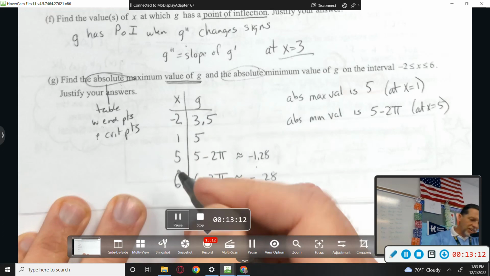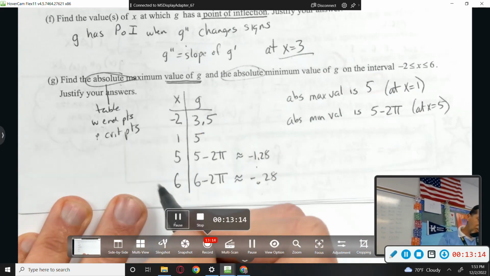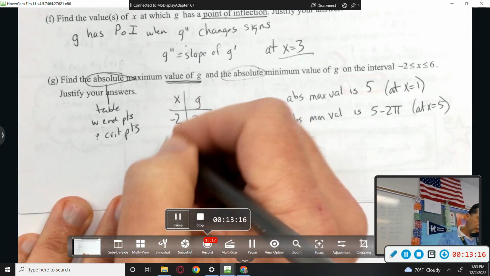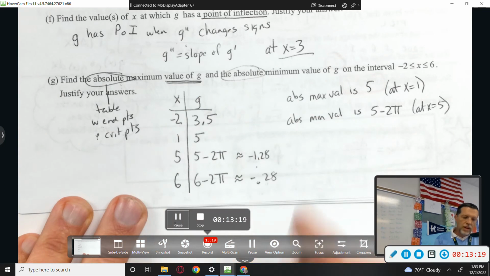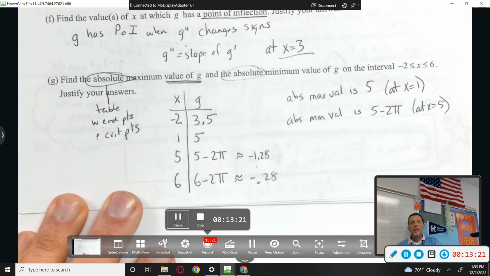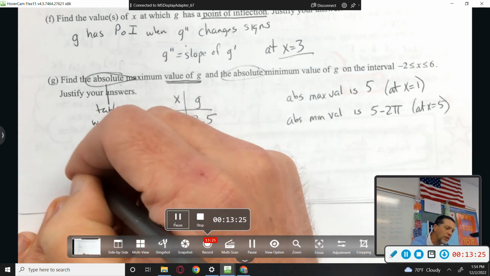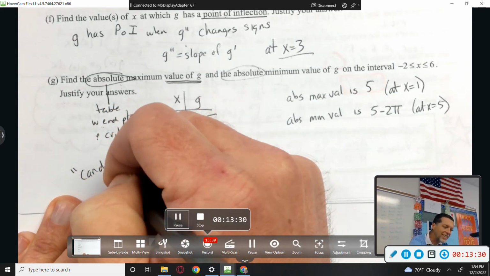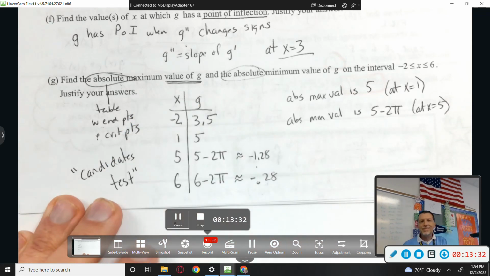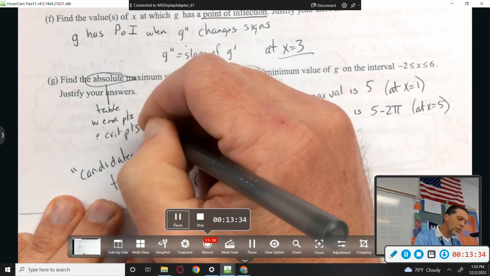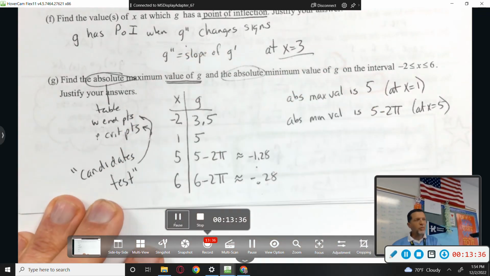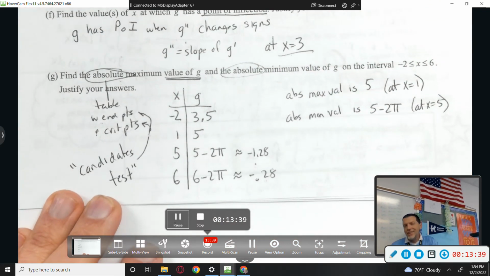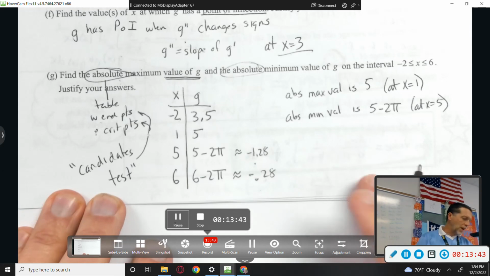Justify your answer. You can draw an arrow to the table. You don't have to draw, they know what you're looking at. The table is from the absolute. The fancy word, you don't even have to put: what you did is a candidates test. But the candidates were the endpoints and the critical points, so if they see the endpoints and the critical points, they know you did the candidates test. You don't have to give them the official name of what you did.